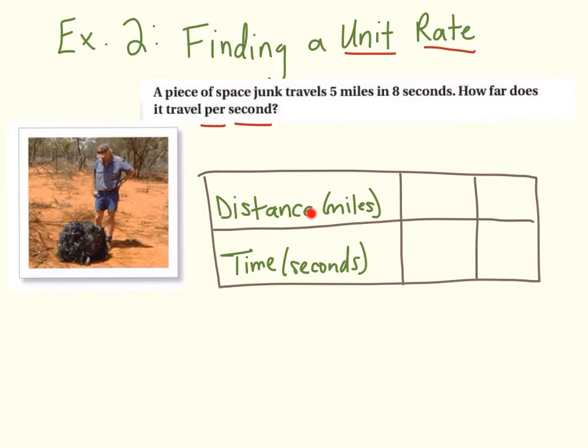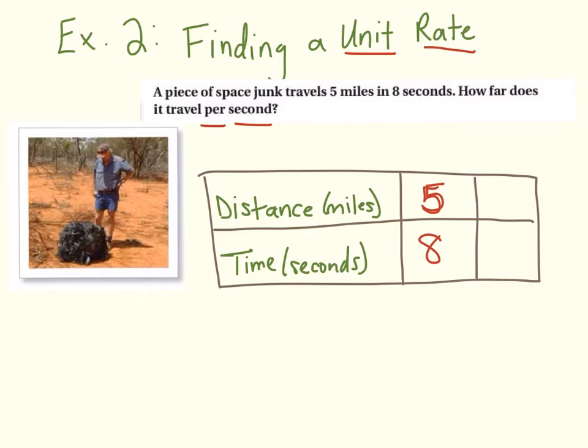So we can set up our ratio table here to include distance in miles and time in seconds, and they give us the rate of the space junk traveling 5 miles in 8 seconds, and they want to know how far does it travel per second.